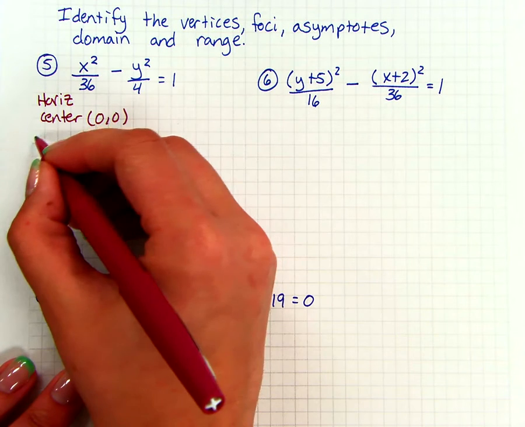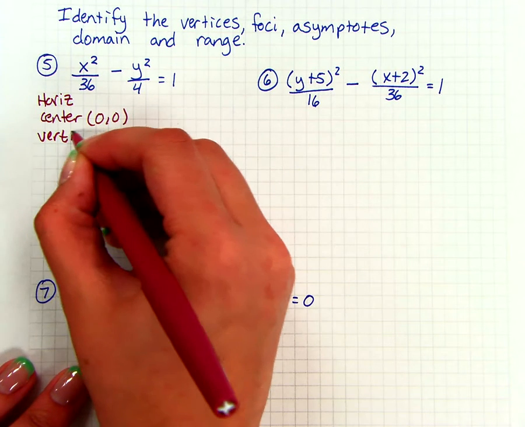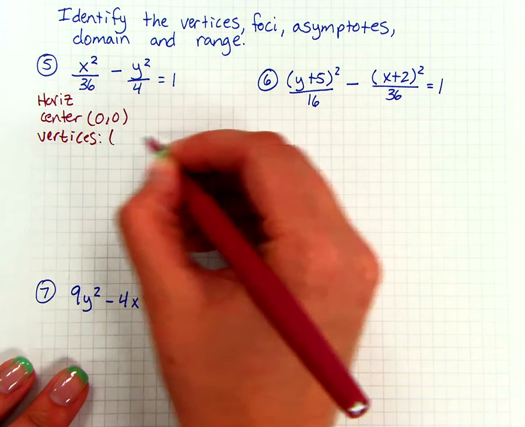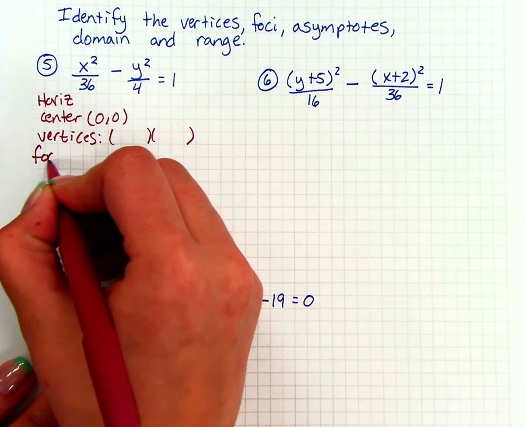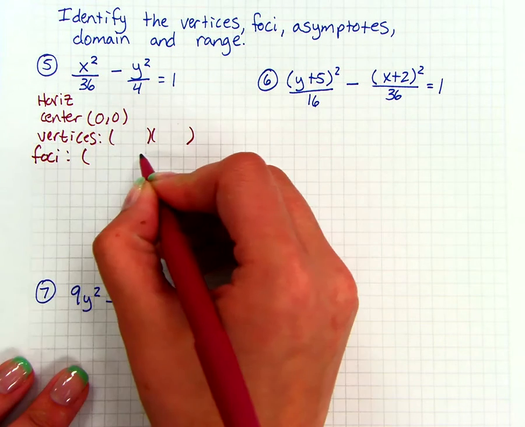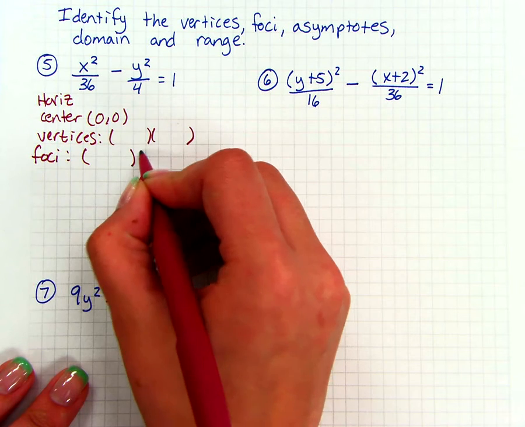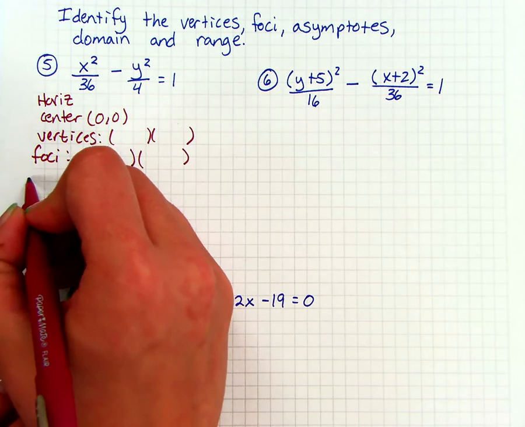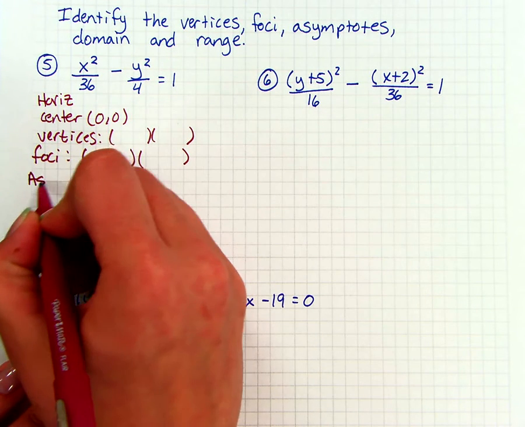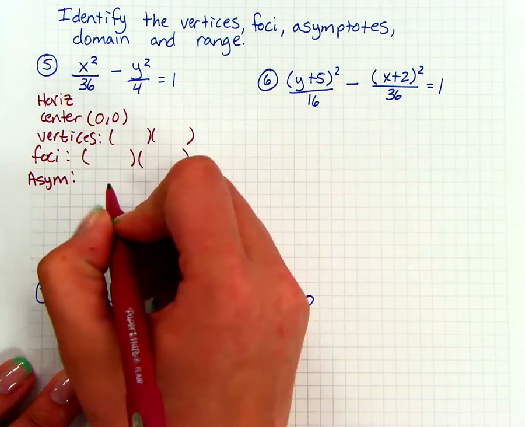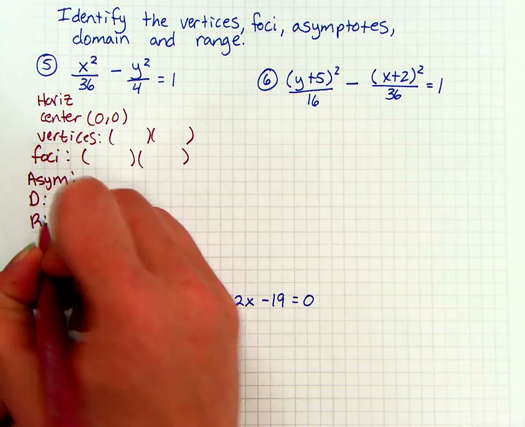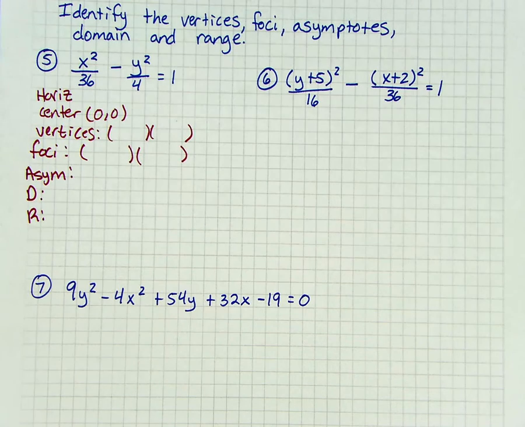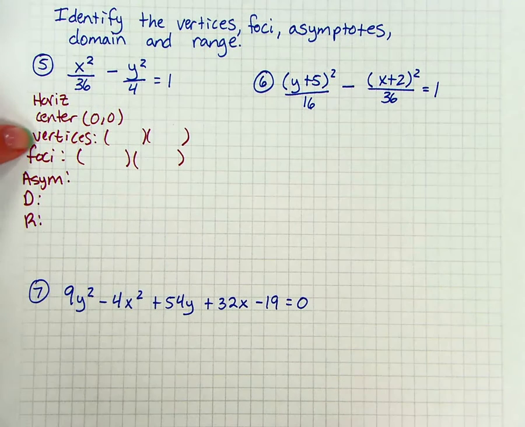So now we need to figure out the vertices. So again, there's going to be 2. And then the foci. So we'll have 2 of those points as well. And then the asymptotes. So that's going to be an equation. And then we need to identify domain and the range.